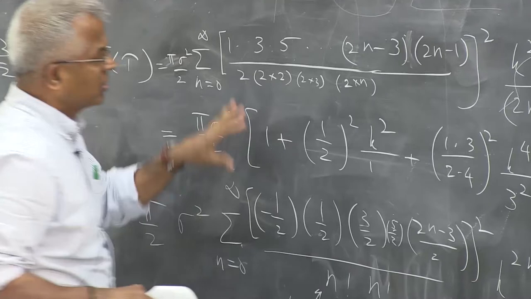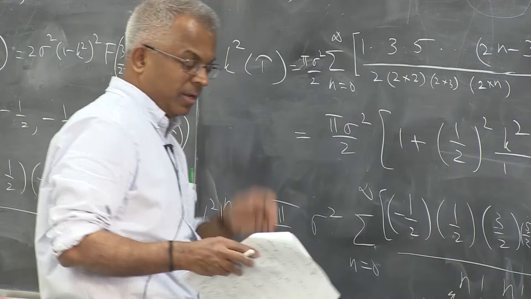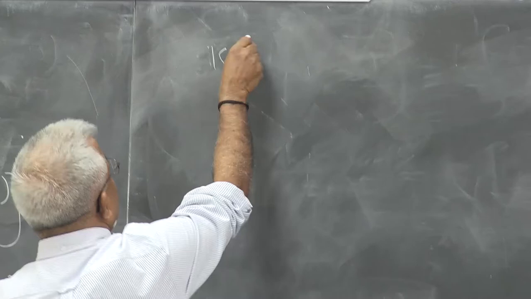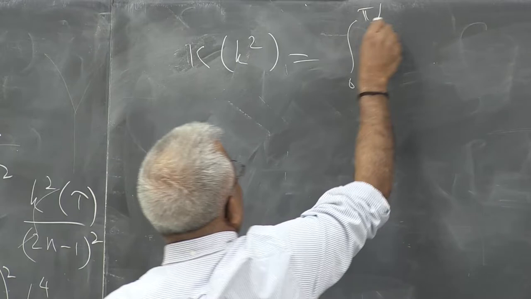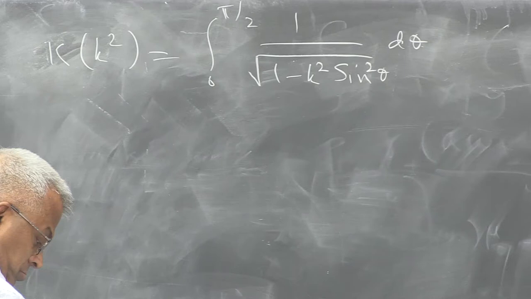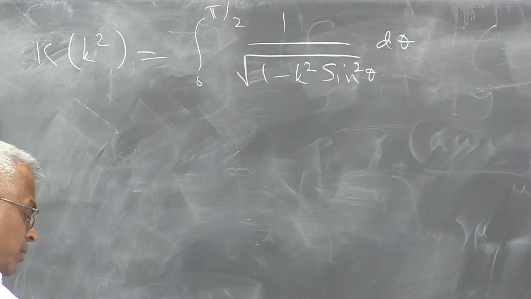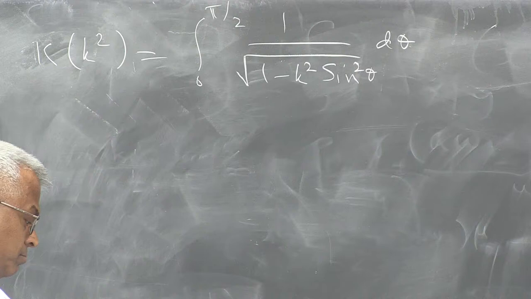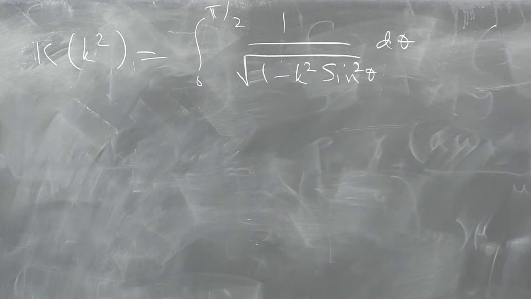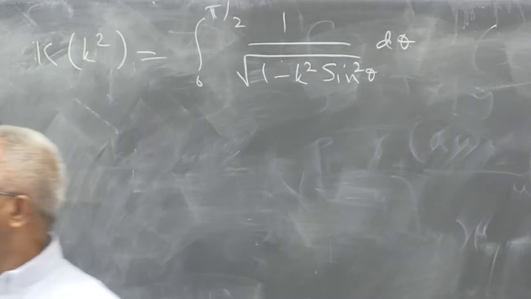Now I'm going to write this series in terms of the two elliptic integrals. I showed the results earlier, but a bit more details. So the elliptic integral of the first kind is integral 0 to pi by 2, 1 over square root of 1 minus k squared sine squared theta d theta. And this one, in fact, comes up in the pendulum, the swing of the pendulum. So the question is, how do you simplify this? Expand this as a binomial series and simply integrate it term by term.